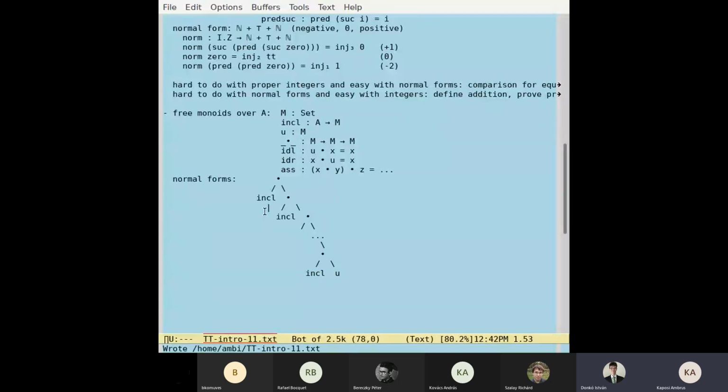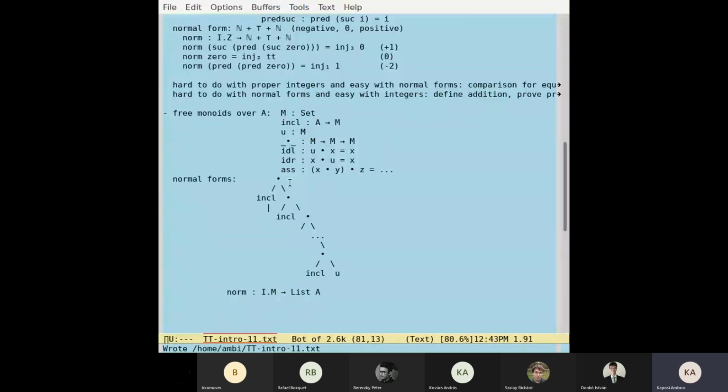So every such tree in the free monoid can be equal to such a tree by iterated usage of these equations, and this is just the same as a list of A, right? So here the normal forms are just lists of A. So normalization goes from the syntactic monoid over A, okay, to list of A, okay.